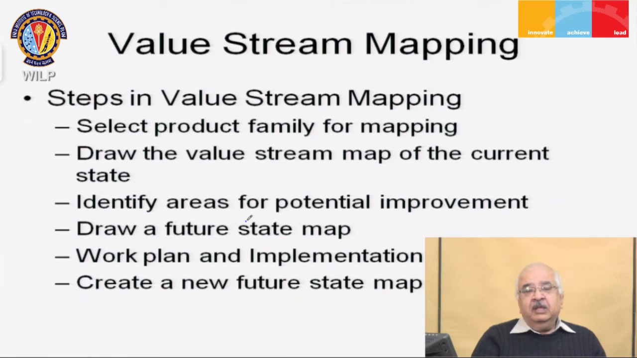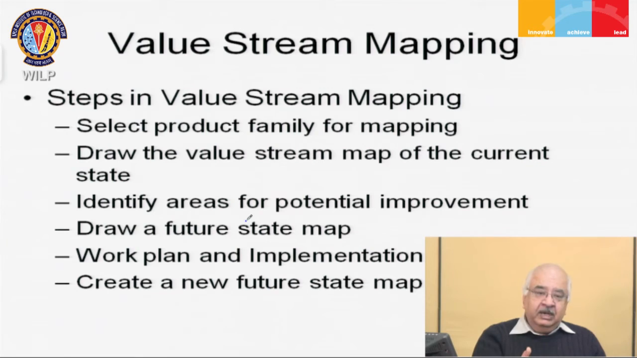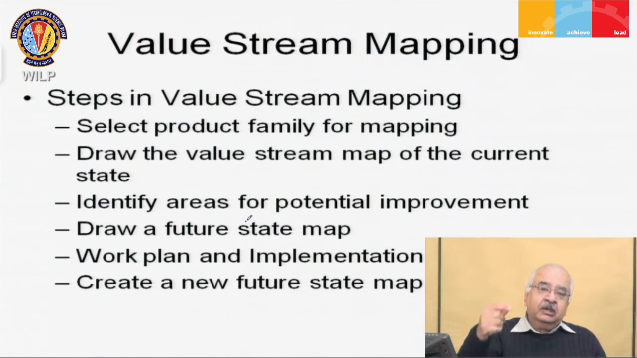After you have developed a future state map, then you would create an implementation roadmap and a work plan, and once that has been implemented, you then use that as a current state map and come up with a new future state map, and this whole process keeps on continuing in the manner of continual improvement.